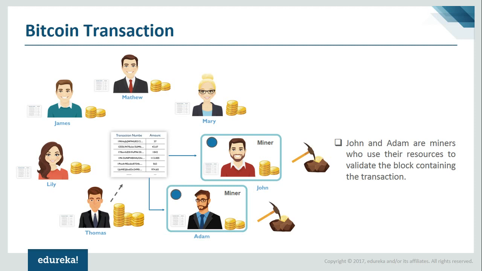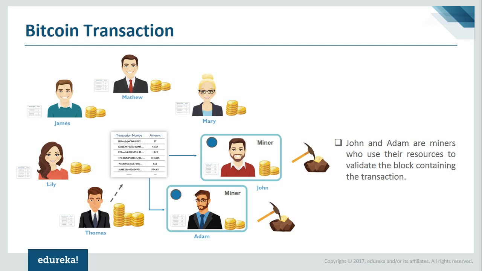Now, if this is a valid transaction, it needs to be stored somewhere, and that place is known as a block. A block basically is a collection of different transactions that are verified as such. Now, at the same time, you have a competition between John and Adam as to who will create the first block with Thomas's transaction.